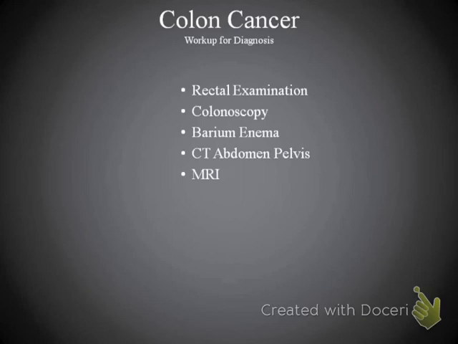So the way that colon cancer can be worked up for diagnosis is, number one, a rectal examination. As we saw in some of the facts, colon cancer can be felt by a physician palpating for this mass through a rectal examination. Also colonoscopy. Colonoscopy is very indicative. It allows you to biopsy polyps as well as see if there are any apple core lesions.